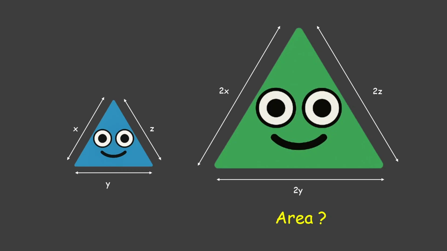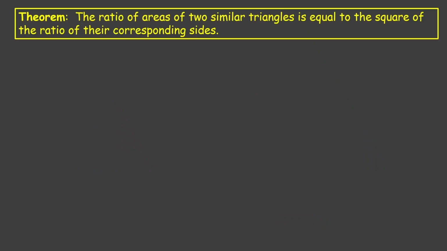Let us look at similar triangles and see the relationship between their areas and their sides. For this, we need to look at a theorem which says that the ratio of areas of two similar triangles is equal to the square of the ratio of their corresponding sides.